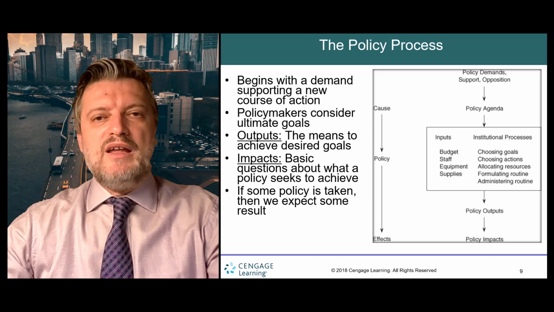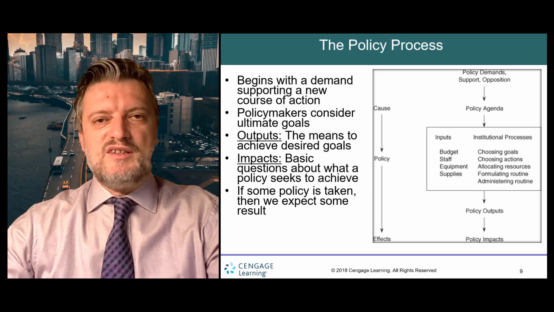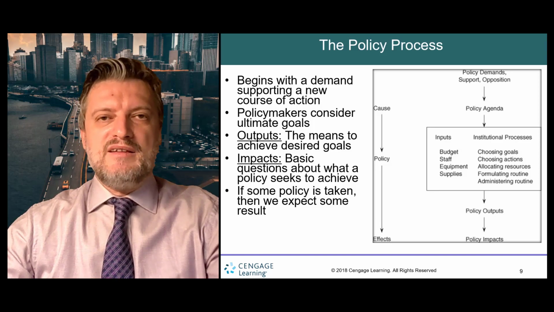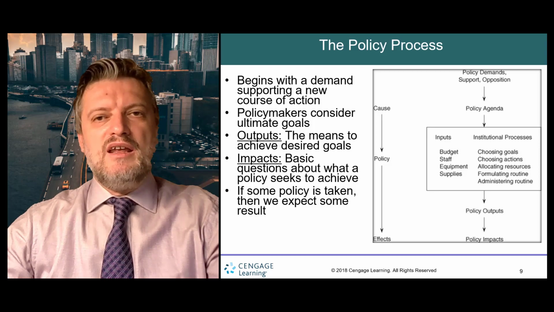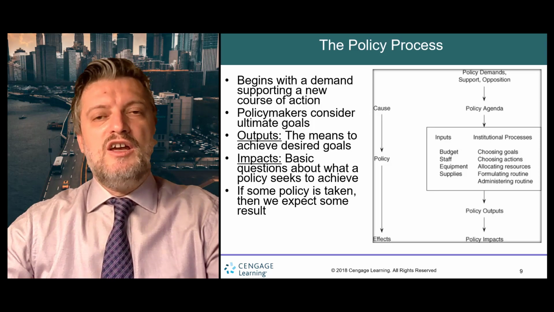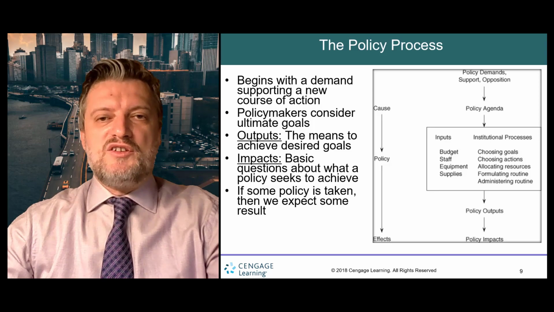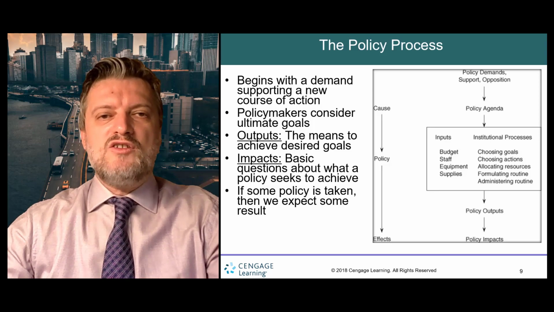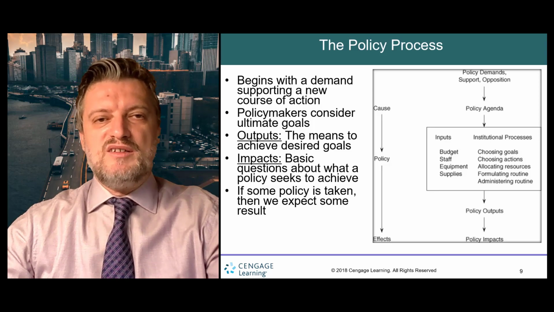Different types of evaluation activities correspond to different stages in the policy process: policy planning, process evaluation, and impact evaluation. As seen in the image here, the policy process starts with some demand that appears to support a new course of action or opposition to existing policy. Let's talk about a few components of this process.